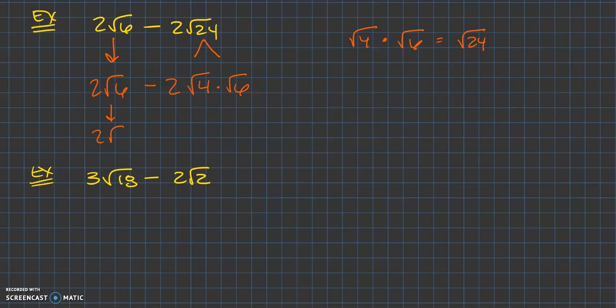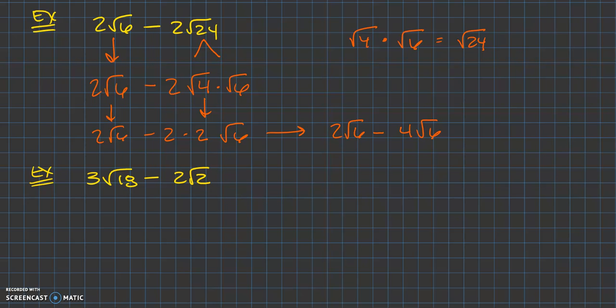Go ahead and bring this down. 2 root 6 minus 2. Square root of 4 is a perfect square. And so now we can begin to see how this simplifies. 2 root 6 minus 4 root 6.